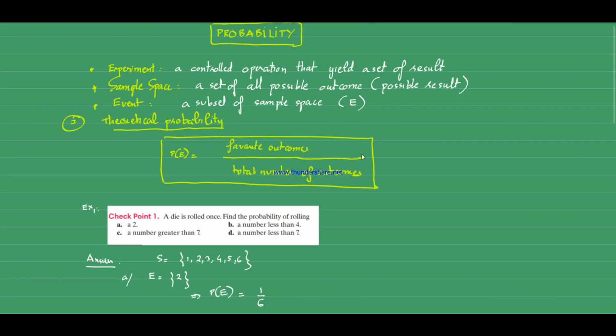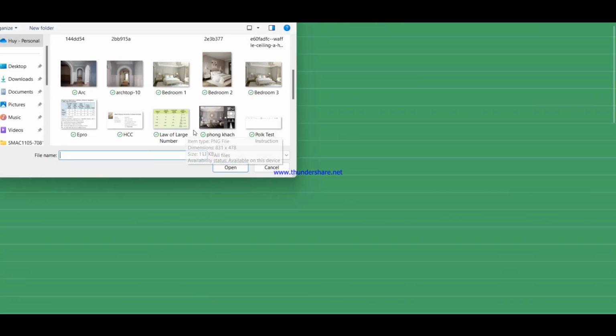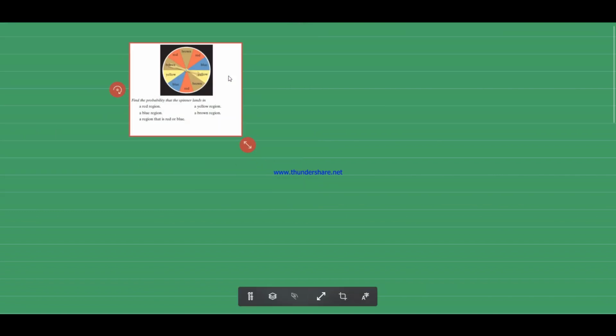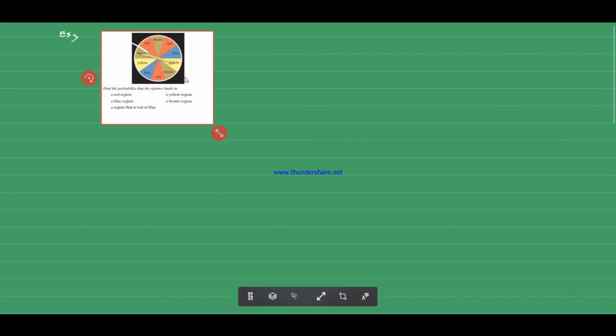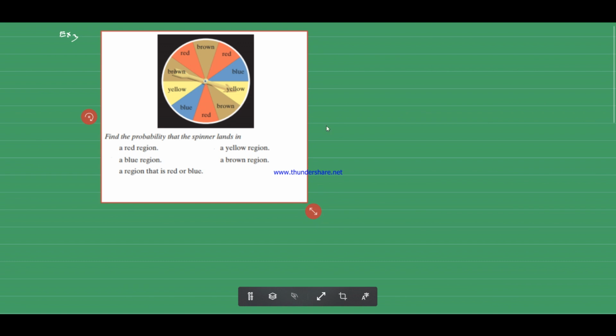Now let's see if we can do another example. Number 3. Okay, example number 3. Alright. And the probability. I have a picture like this.